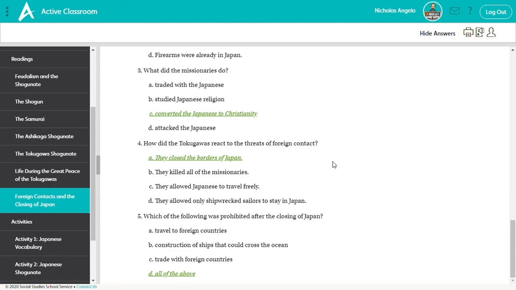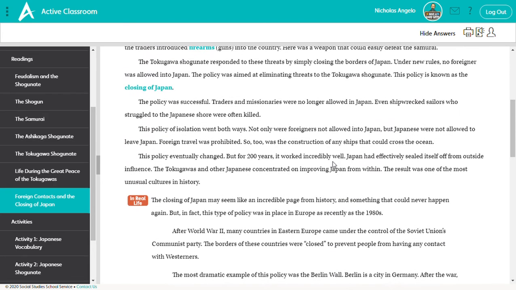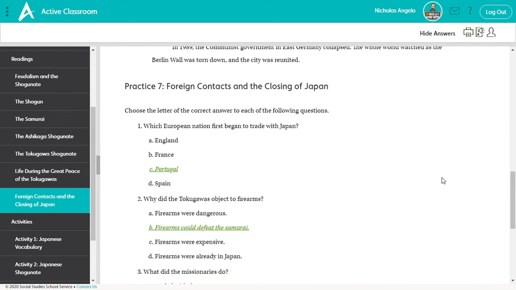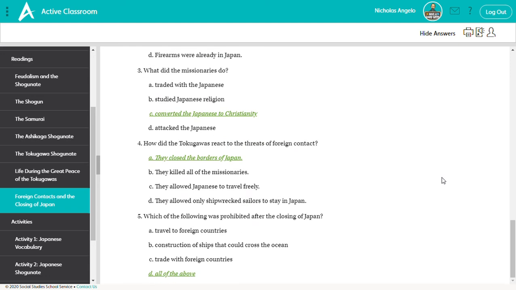4, how did the Tokugawas react to the threats of foreign contact? Well, they were worried that foreigners would have too much of an influence, and they basically decided they wouldn't let foreign people in anymore. They would seal up the borders of Japan. It says not only were foreigners not allowed into Japan, but Japanese were not allowed to leave, and foreign travel was prohibited. Even the construction of any ships that could cross the ocean was outlawed. So they really did everything they could to prevent other people from having an influence. So 4 would be A, they closed the borders of Japan.